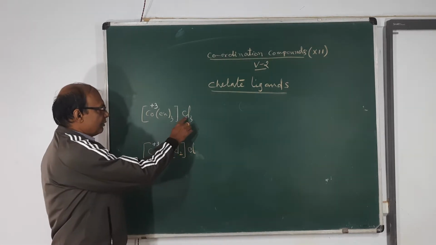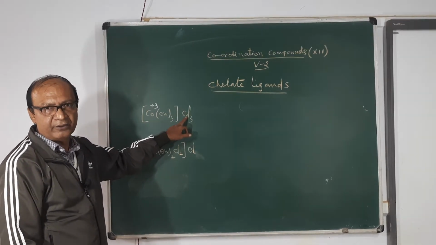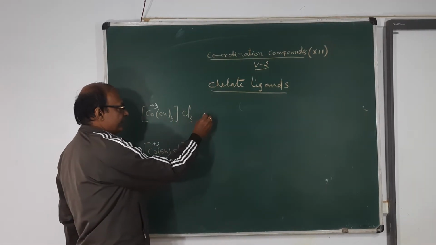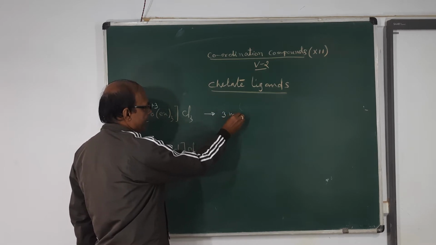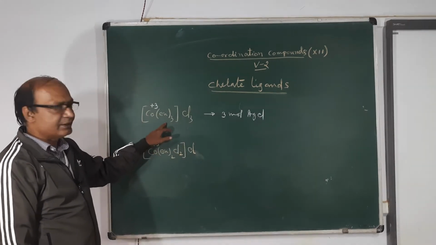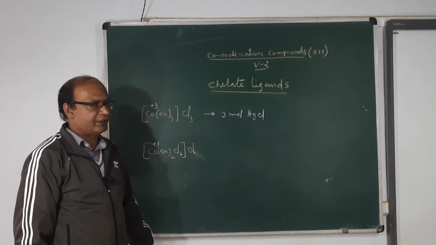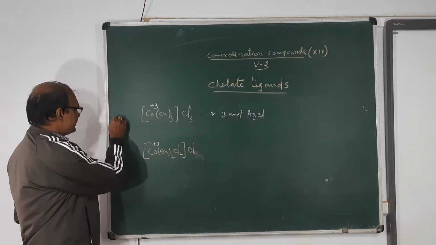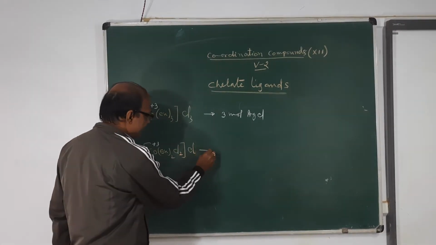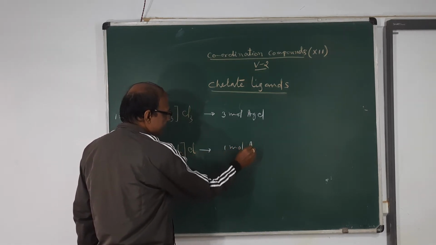If you look at the counter ions here, there are 3 Cl minus acting as counter ions. So if it is treated with excess silver nitrate, it will give 3 moles of AgCl. When 1 mole of this complex is treated with excess silver nitrate solution, it will give 3 moles of AgCl. And if 1 mole of the other is treated with excess silver nitrate, it will give 1 mole of AgCl.